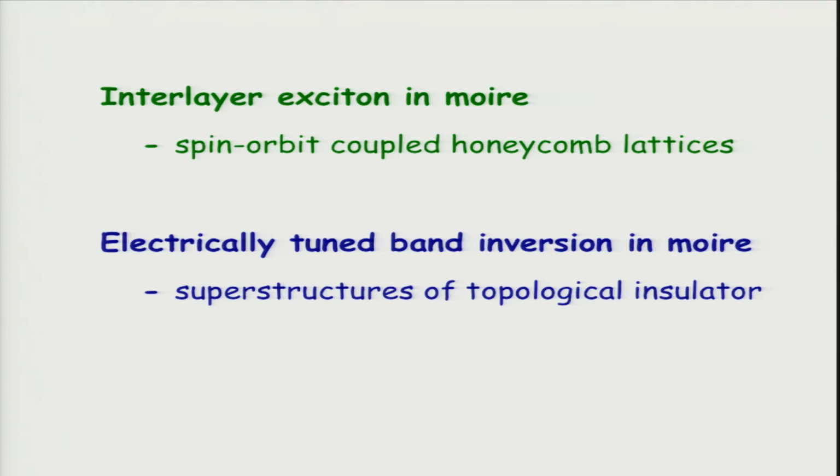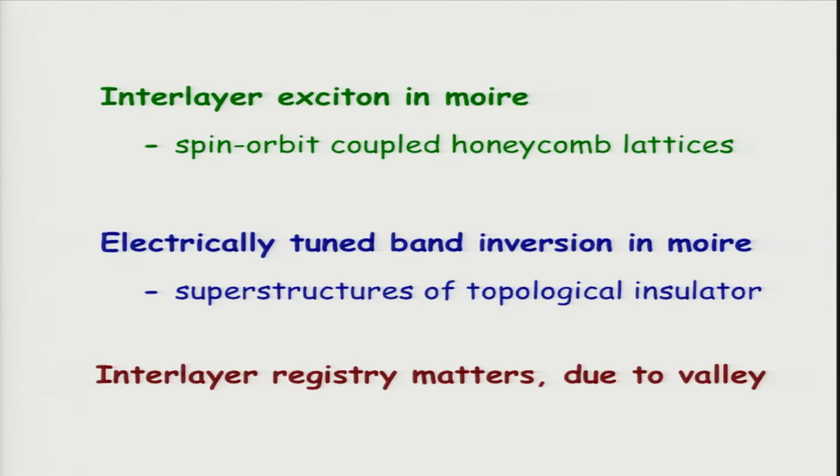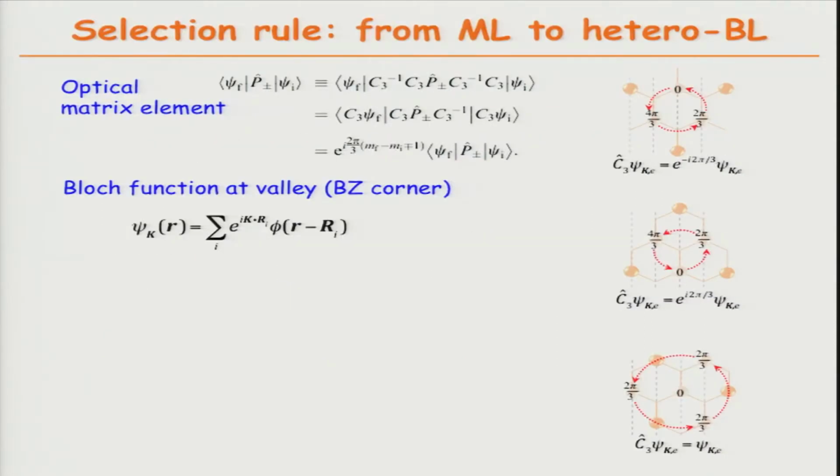Let me focus first on the interlayer excitons in the Moiré, which turn out to have an artificial honeycomb lattice with a very strong spin-orbit coupling due to the Moiré effect. And the key to this Moiré effect is that interlayer registry matters in the interlayer coupling. And this is largely due to the fact that you have carriers located at valleys instead of the gamma point. So none of these things will emerge if the band edges are actually at the gamma point. So we can first look at the optical properties to see why valley matters.